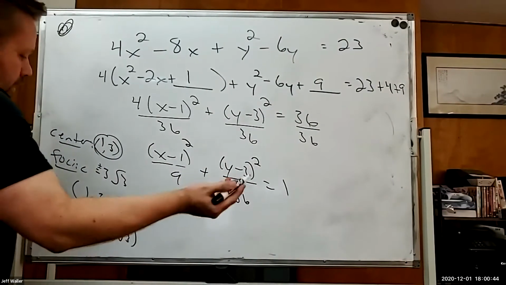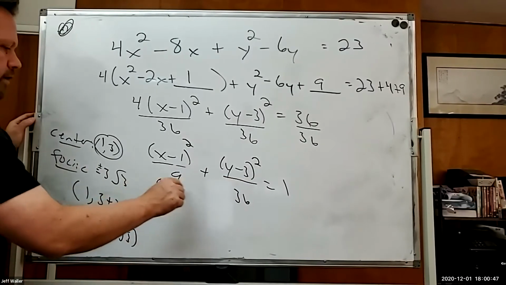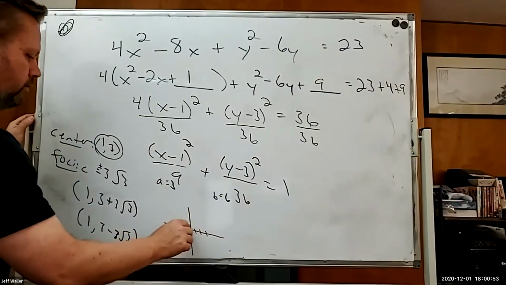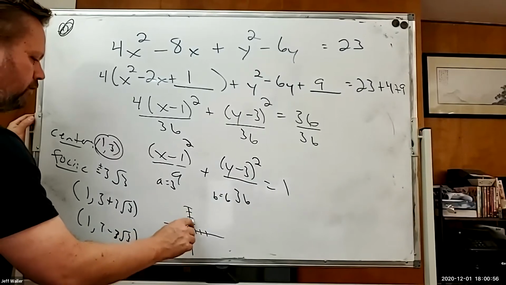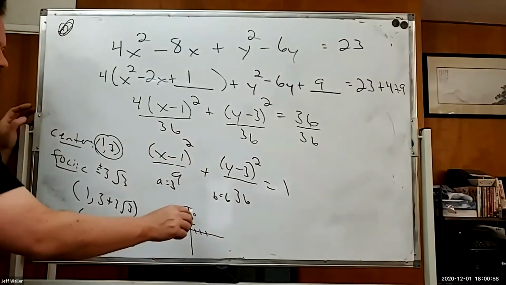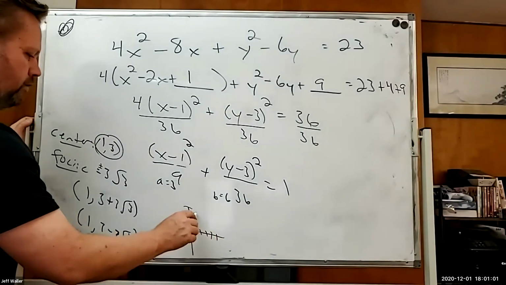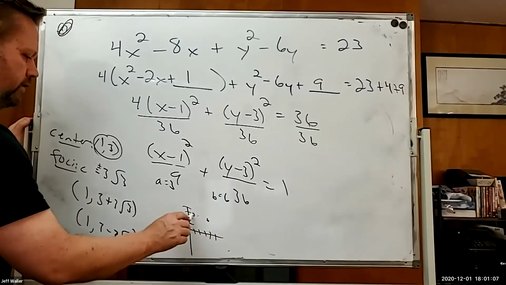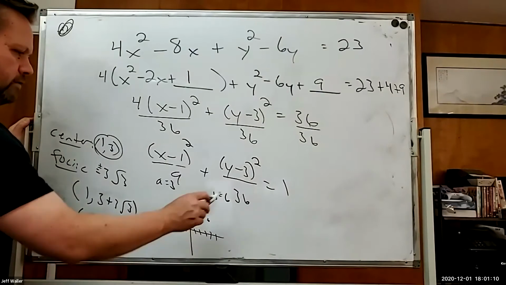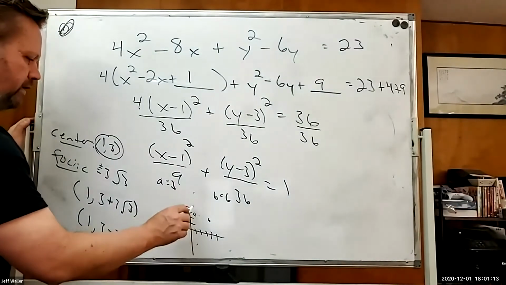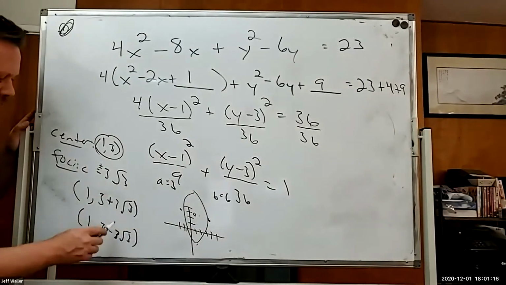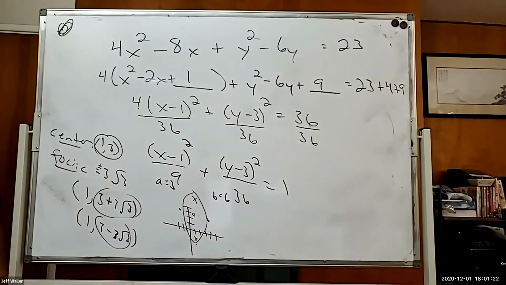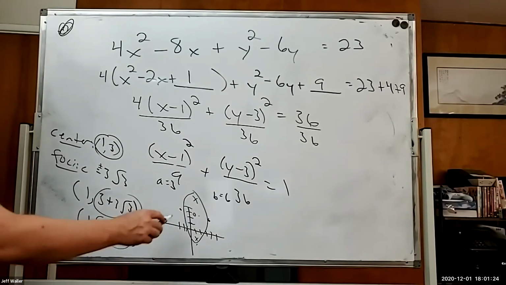All right, and then you graph it. So A is 3, B is 6. My center is 1, 3. So I go 3 in the X direction, 1, 2, 3. 3 in the Y direction. 6 down there somewhere, 6 up, and there's the thing. And then your foci, you just plug that in the calculator, see what it is, and plot them in the right place. Beautiful ellipse.